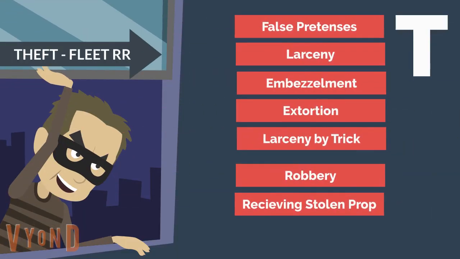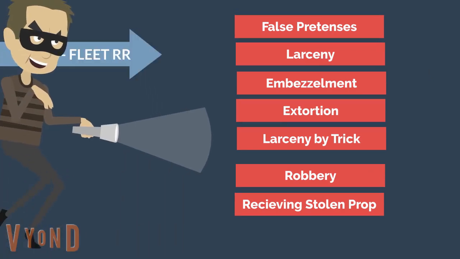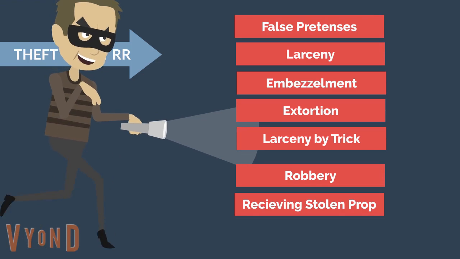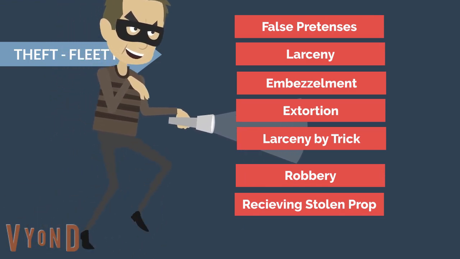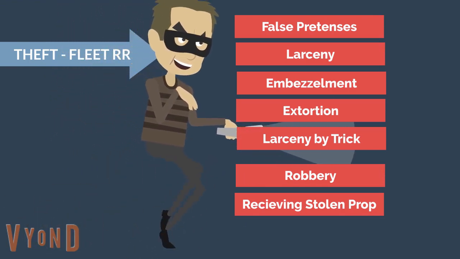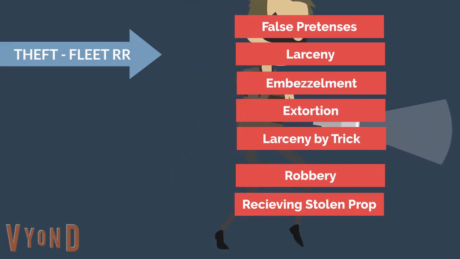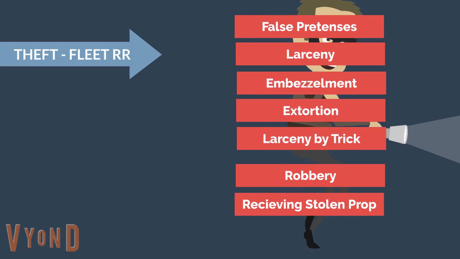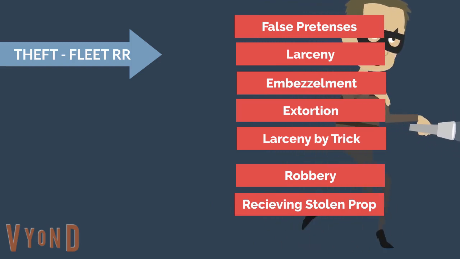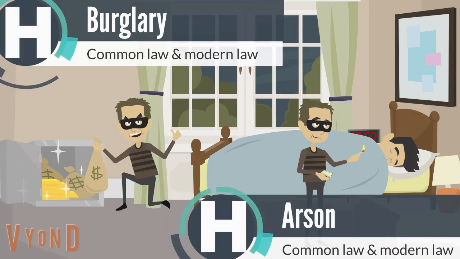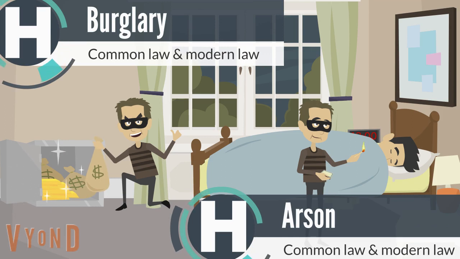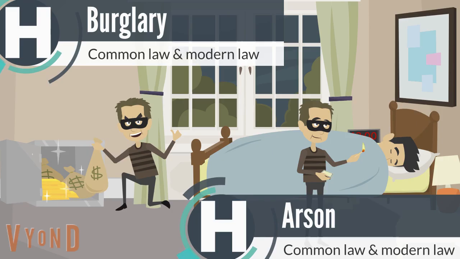T is for theft. While there is no crime of just theft, it's the codification of the larceny crimes under the MPC which can all be grouped together so they can be recalled easily. A small mnemonic like FLEET RR covers all the options. They are: false pretenses, larceny, embezzlement, extortion, larceny by trick, robbery and receiving stolen property. The H is the easiest one since it's habitation and there are only arson and burglary, but make sure you know both common law and modern law versions of both.